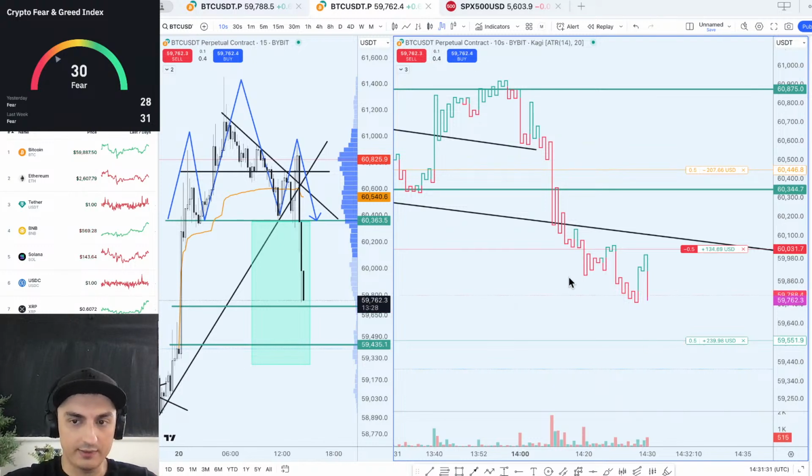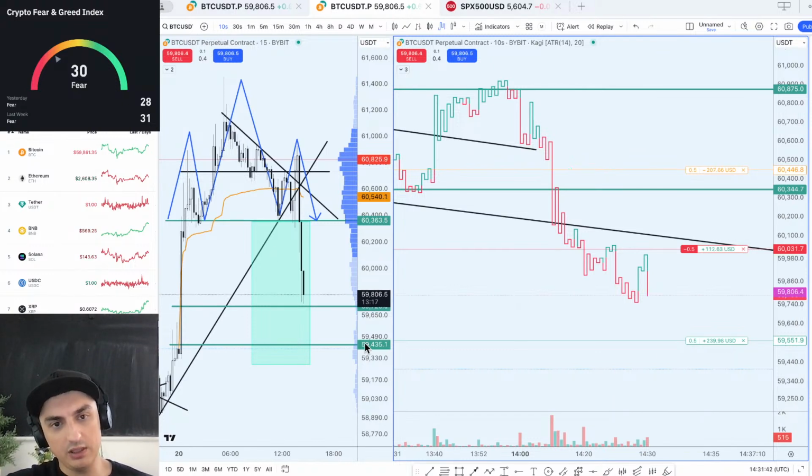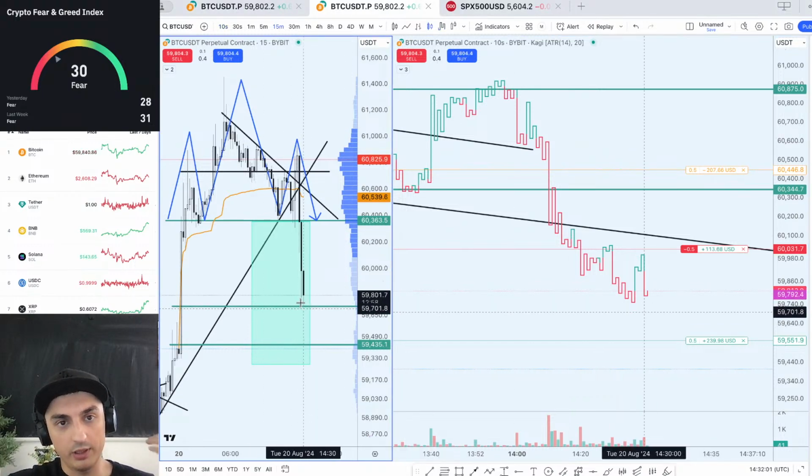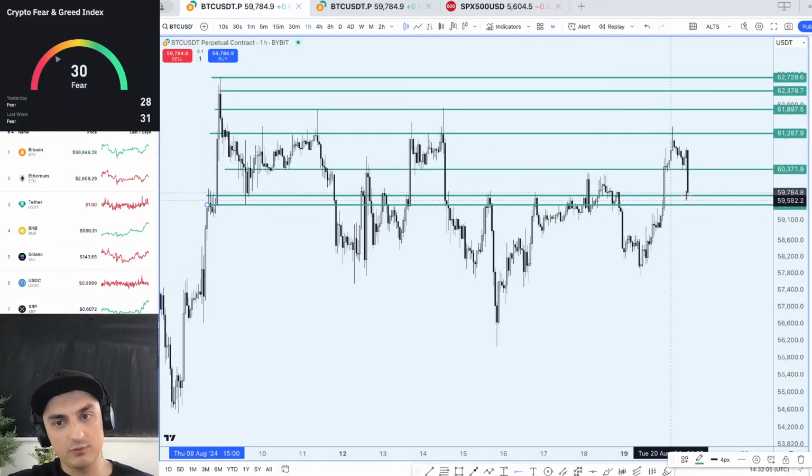I'm not taking small profit over here. I'm probably going to take full profit at 59,551. Let's wait on this because we got pretty good pressure over here. However, it's bouncing around 59,800. We got this 59,700 level from the hourly time frame, and that could potentially impact the price a lot. So let's see.